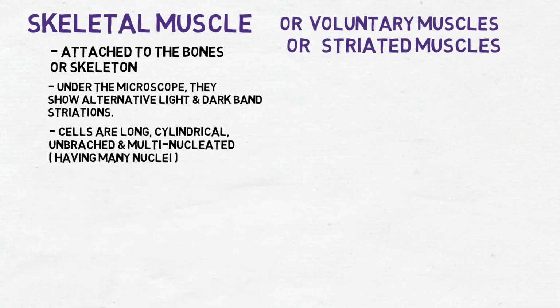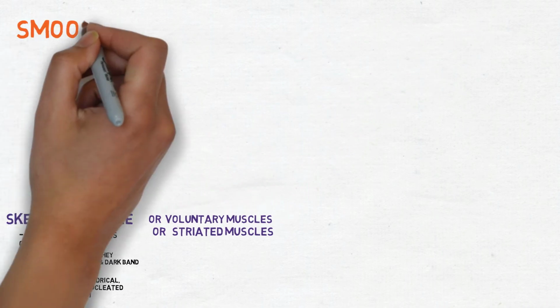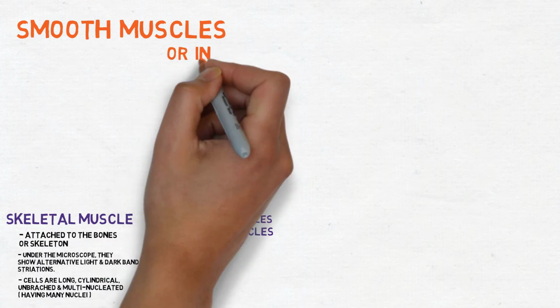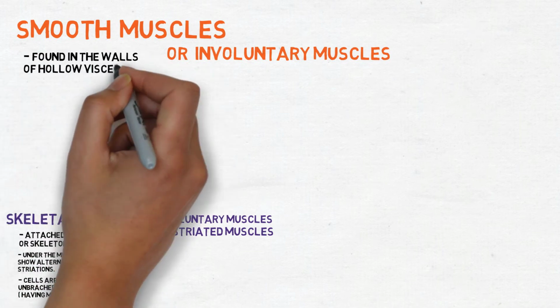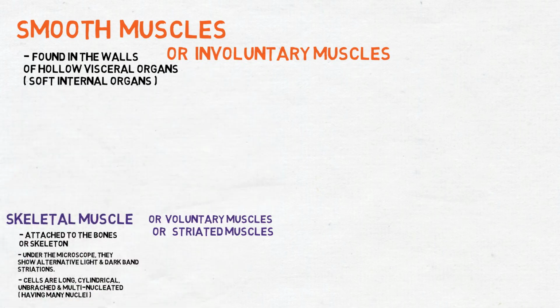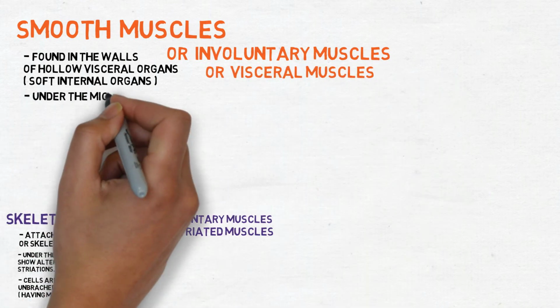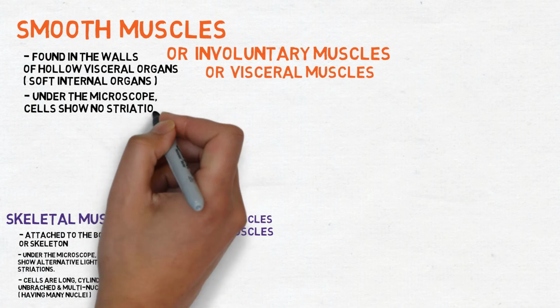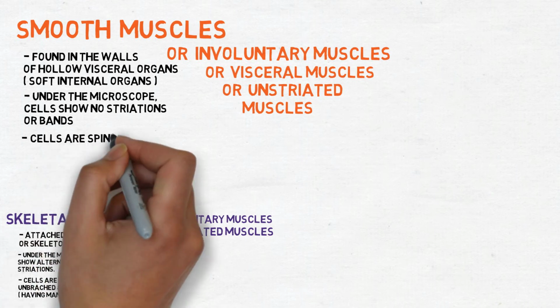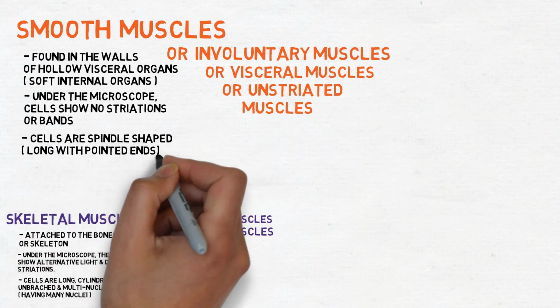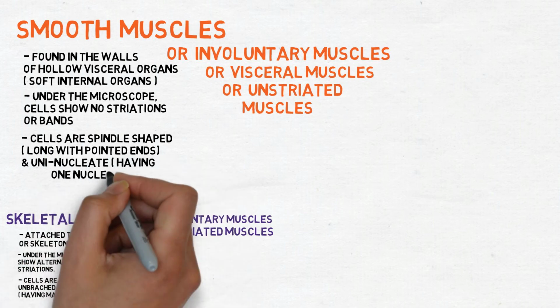Now there are several other movements in our body that we simply cannot control, like in alimentary canal or in blood vessels. So these involuntary movements are controlled by smooth muscles. These involuntary muscles are found in the walls of hollow visceral organs or the soft internal organs of the body. So these muscles are also called visceral muscles. Under the microscope, these muscles show no striations, so we can also call them unstriated muscles. The cells of smooth muscles are long with pointed ends or spindle shape and have a single nucleus.